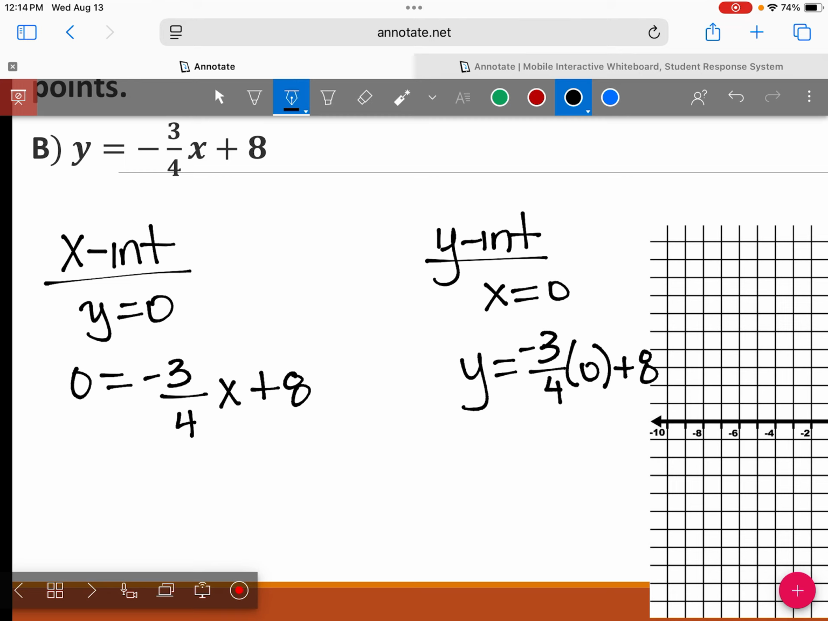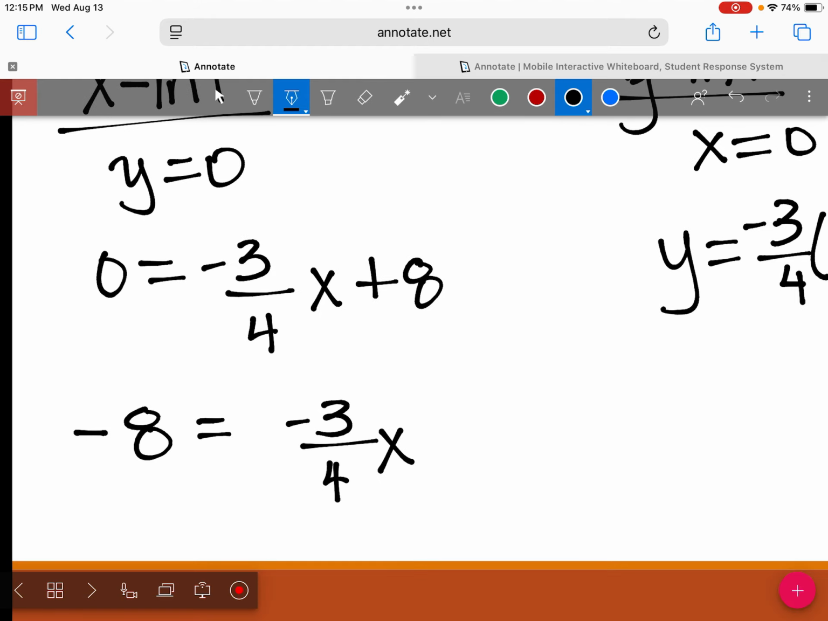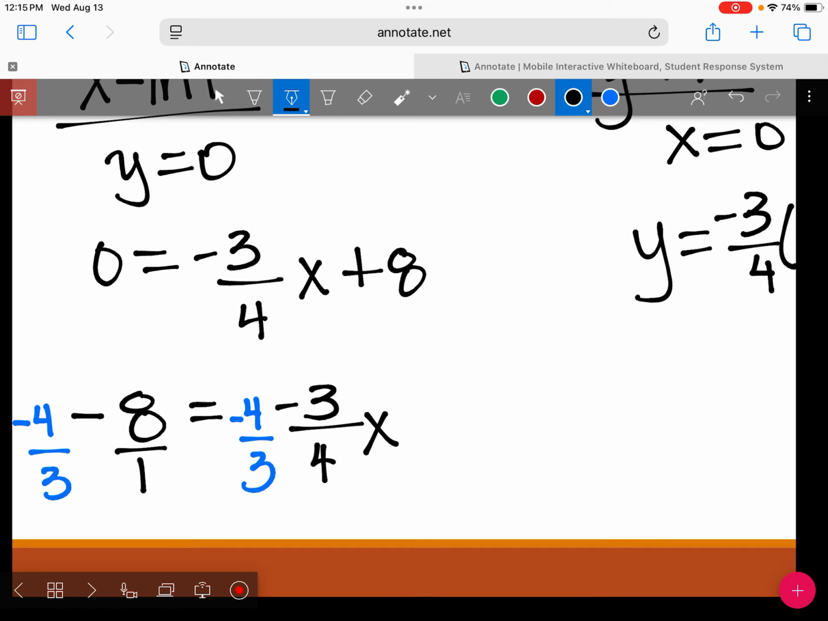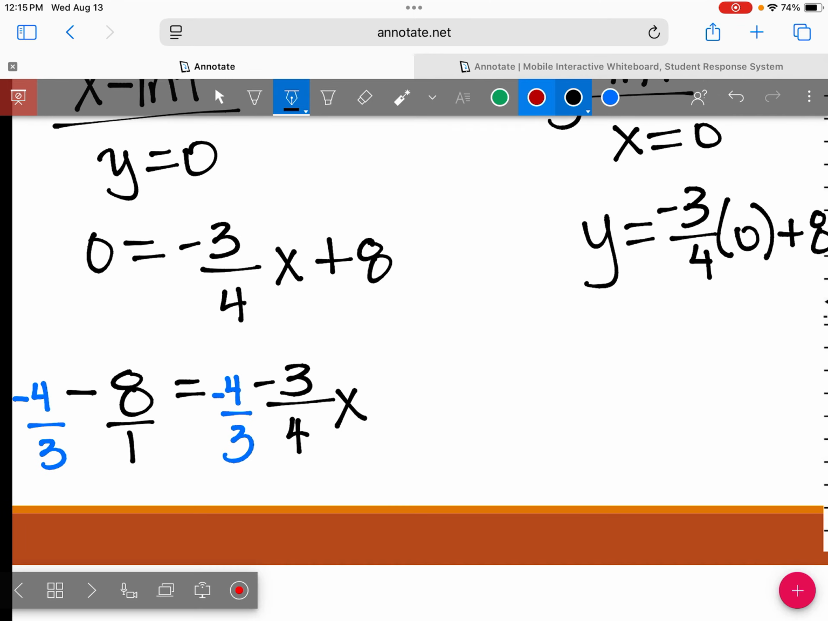So for the first one, I'm subtracting the 8, which gives me a negative 8. And then who remembers, how do we get rid of a fraction? Multiply by what? The reciprocal, yep. So what would be the reciprocal of negative 3/4? Negative 4/3. So I'm multiplying both sides by negative 4/3. So that is going to cause this side to just equal x.